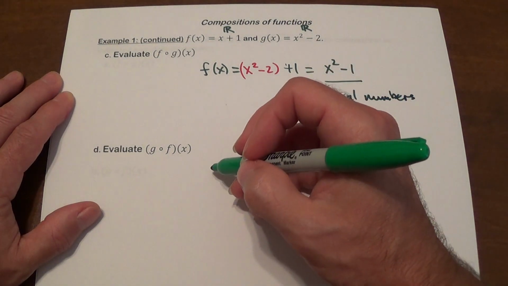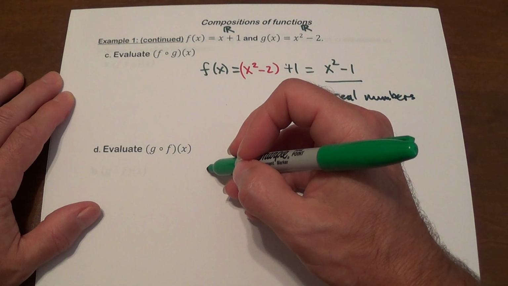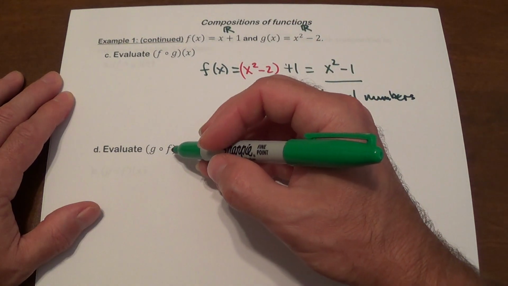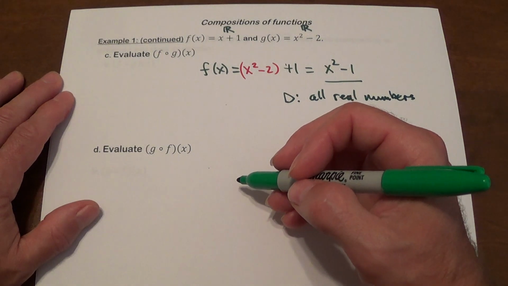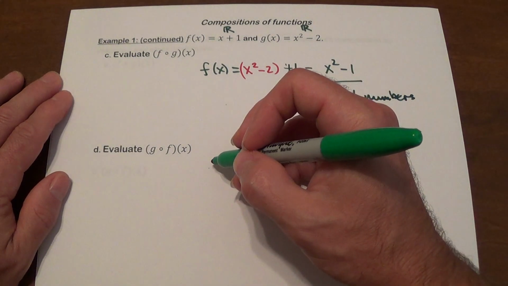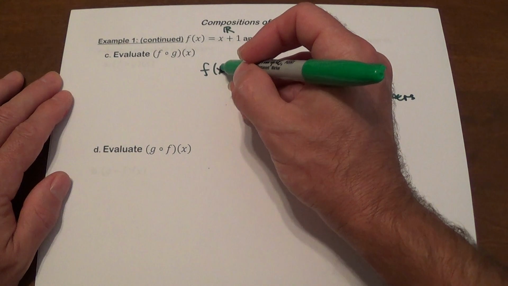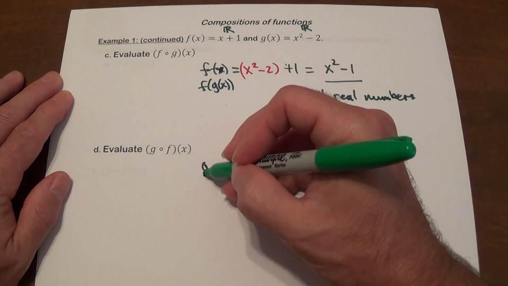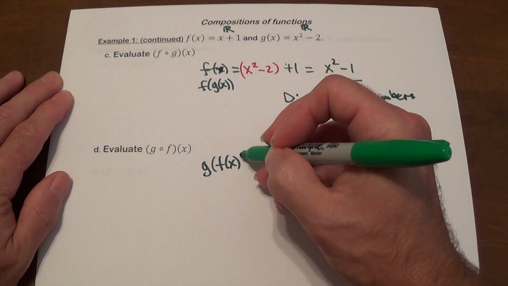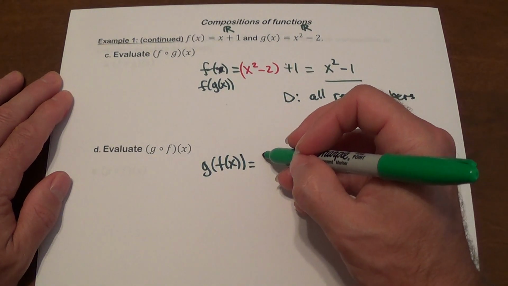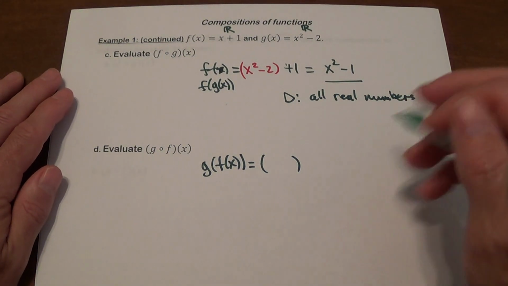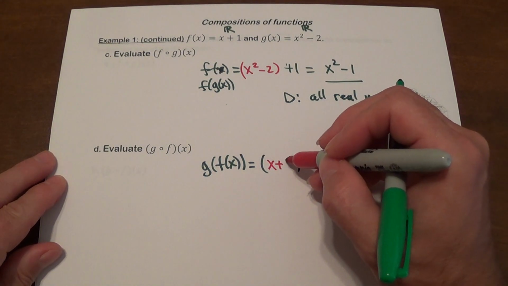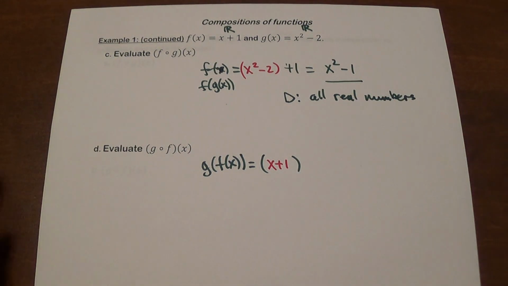So when you do g of f, you do exactly the opposite. You take function f and put it inside of g, replace x with that. That means that, by the way, I missed the symbol. This should say f of g of x. So g of f of x is going to be, we're going to have x plus 1, that's going to replace x in function g, and everything else stays the same.